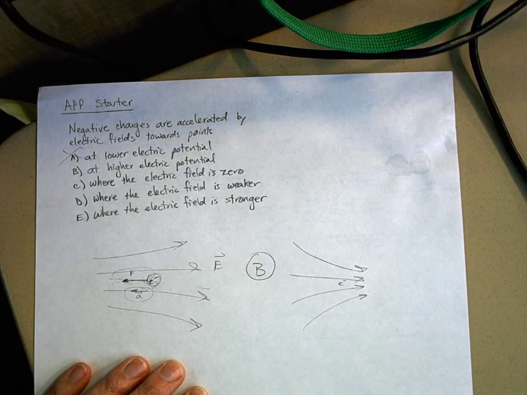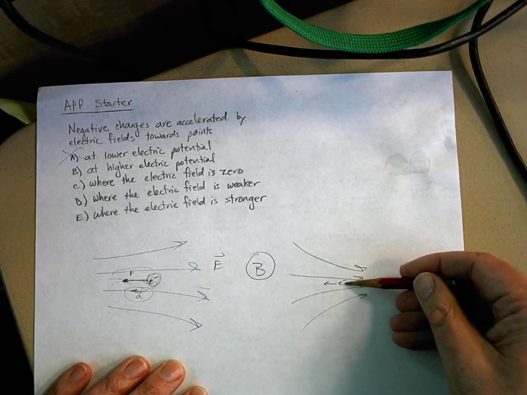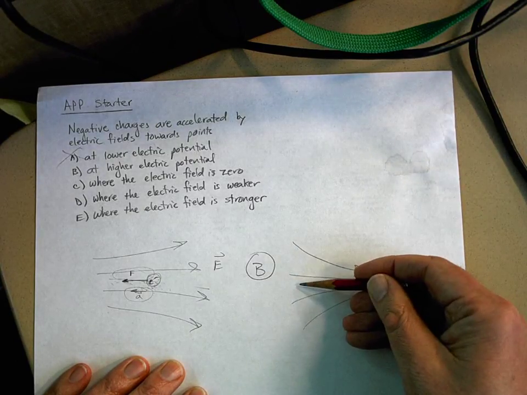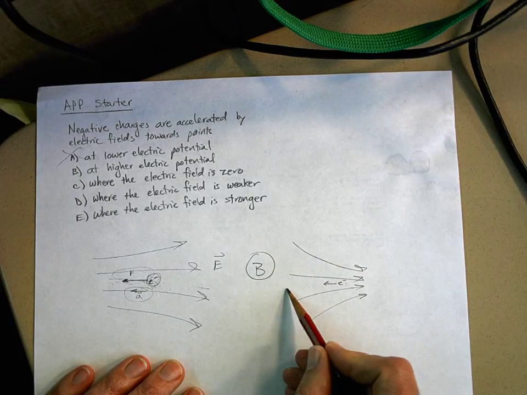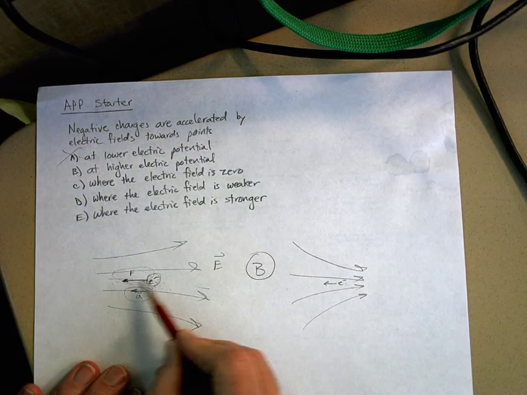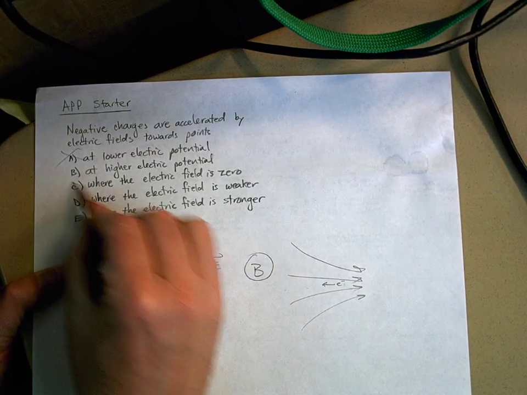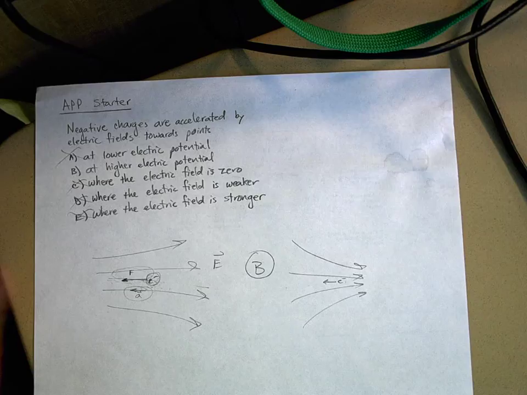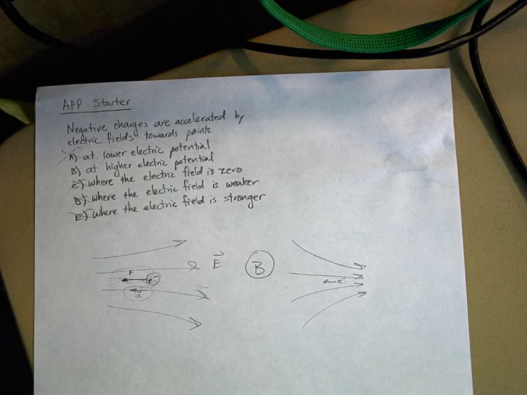Put the electron right there, and here the force is still in this direction, and it's still going to accelerate against the field, so it's going to gain potential. But look, the field is getting weaker. So here the field is getting stronger, here the field is weaker. So these answers are wrong. There's only one correct answer. Any questions?